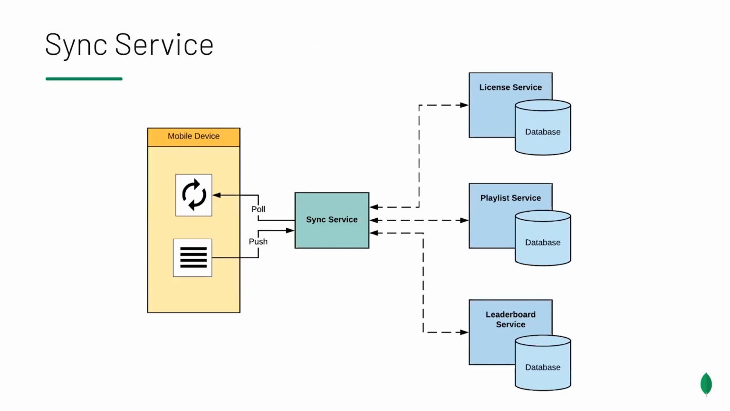I wanted to offer a very simplified glimpse into what this looks like. So just taking a slice of our architecture here, you have 3 services that hit on specific use cases. So we have a license service, playlist service, leaderboard service. They're all responsible for their own entities, managing those domains, offering an API to access those. The mobile device is responsible, as I mentioned, for polling and pushing. That all comes together in the middle through this sync service.